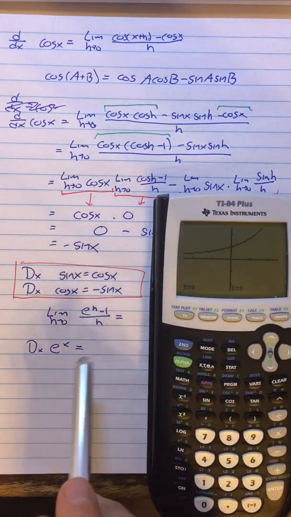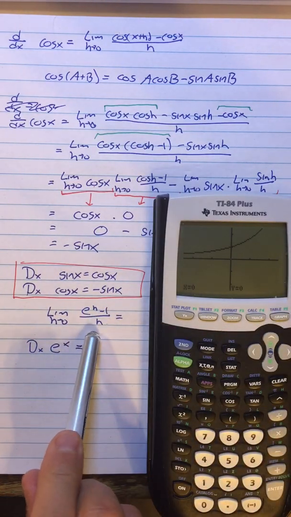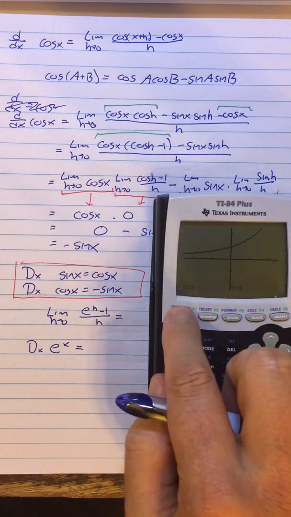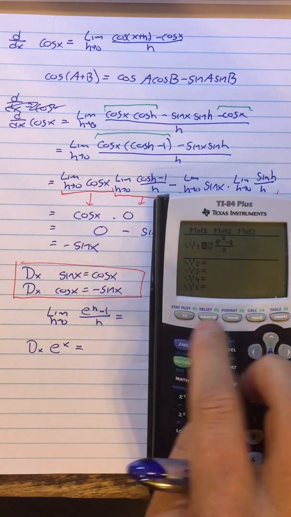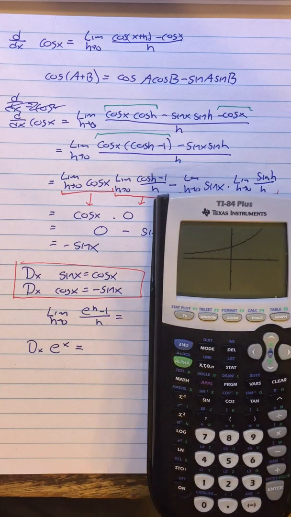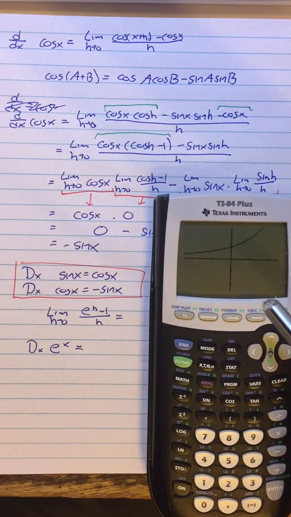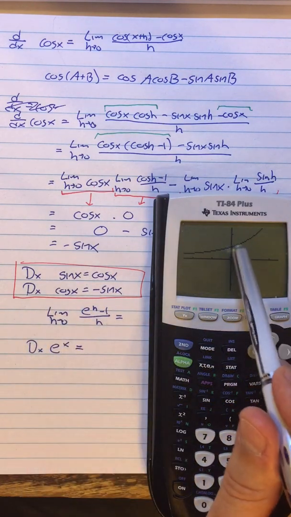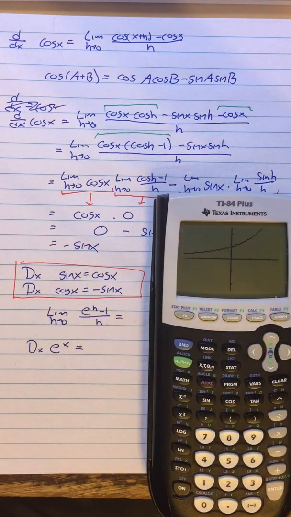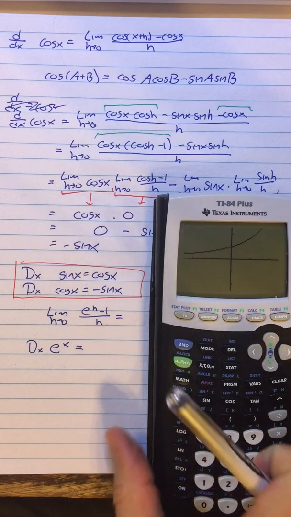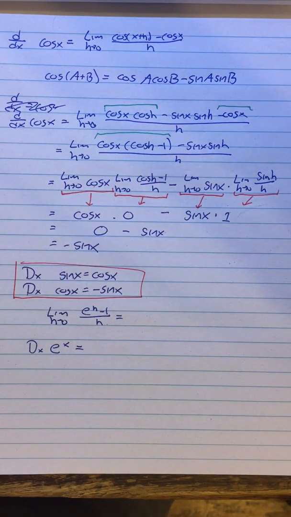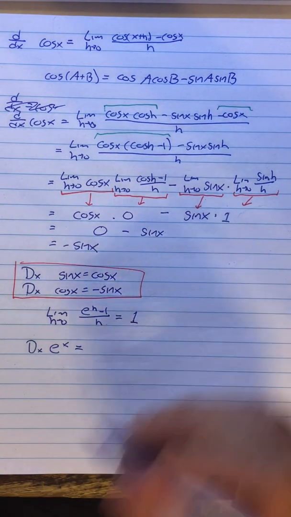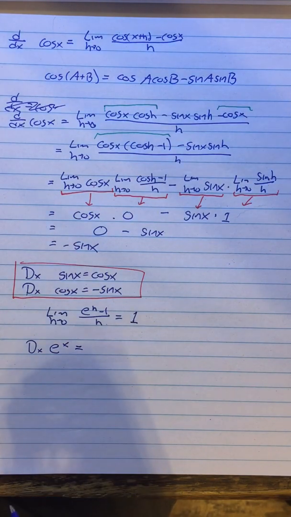Okay, here's my graph for e to the h minus 1 over h. I zoomed in a little bit, and this is 1 right here. So we know the graph has a hole at h equals 0. There's actually a hole right there. But we can clearly see that the limit is 1. That's another one that you could prove analytically, but we're not going to do that. We're just going to look at the graph and say, okay, it's 1.